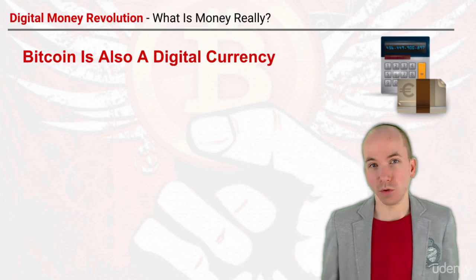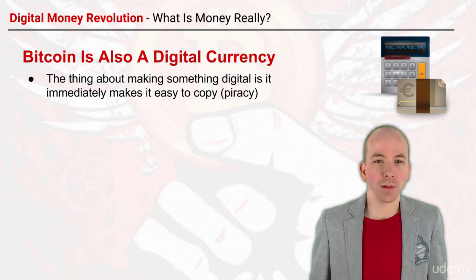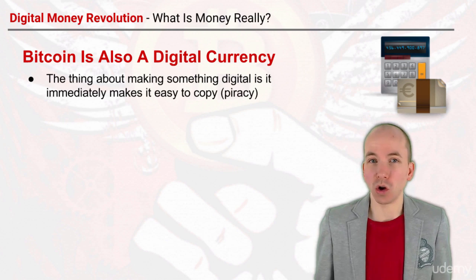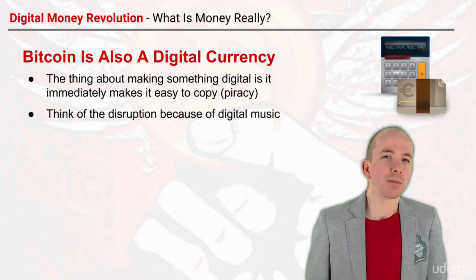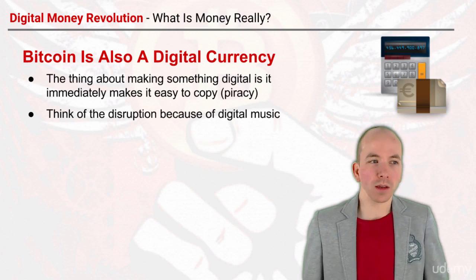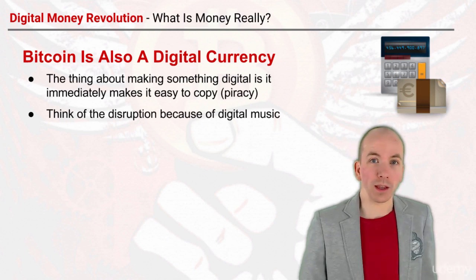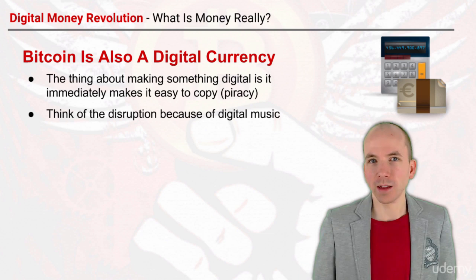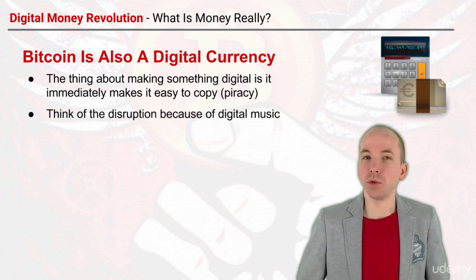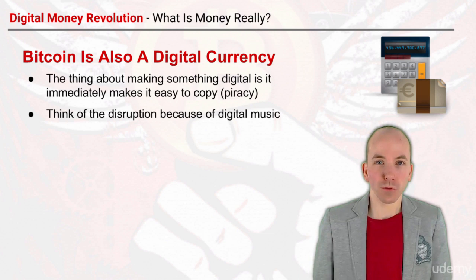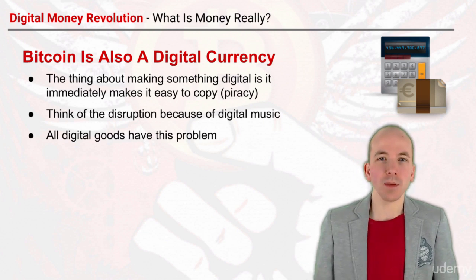Now, Bitcoin is also called a digital currency. But the thing about making something digital is that it immediately makes it easy to copy, and actually, you can copy it with almost no cost. If you think about piracy, or the disruption that digital music caused: before we had digital music, the only way to copy music was to physically take a plastic CD and copy it in a physical sense. Because there's a manufacturing cost there, that discouraged piracy. You could still probably copy it at home, but it made it more difficult. And so when music became digital, all of a sudden it was free to copy, and that caused a lot of problems. All digital goods have this problem of piracy and being easy to copy.